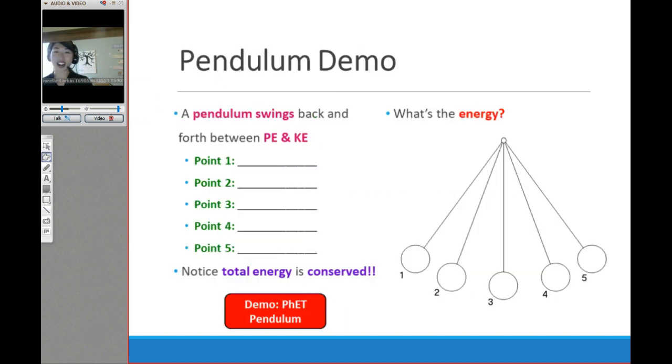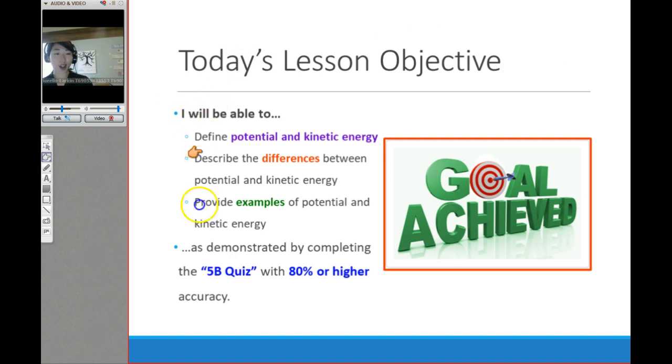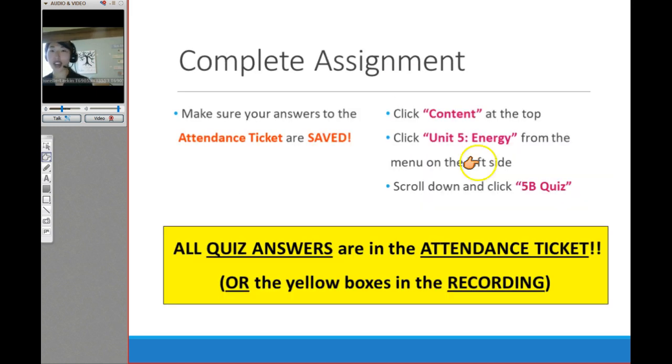Awesome. Looking good. All right, here was our objective for today: we talked about potential versus kinetic, and we provided examples of them. I'm going to go ahead and send you your quiz really quickly. Remember, all of the answers to your quiz are in the attendance ticket, which you filled out using the yellow boxes. So you should be able to get 100% on your quiz. Do them side by side and then submit them at the same time. All right, thank you. Here we go.